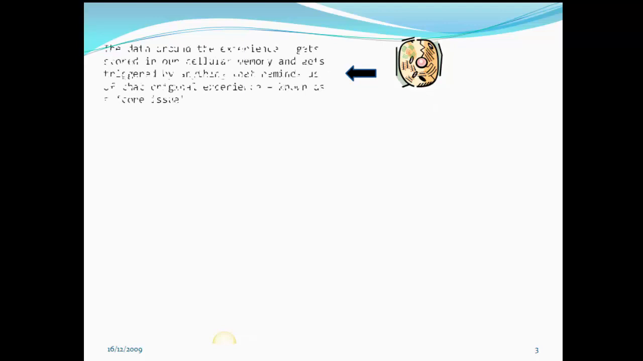So, where is all this data stored? Well, it's actually in each and every cell of our body. And as we know, those cells are constantly renewing themselves and passing on that information that's stored in them from one generation of cells to the next. So, each little cell is far greater than the greatest quantum computer that we can imagine.